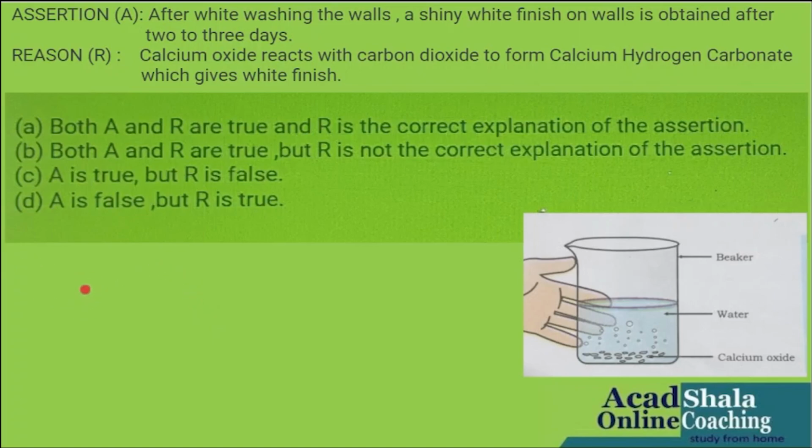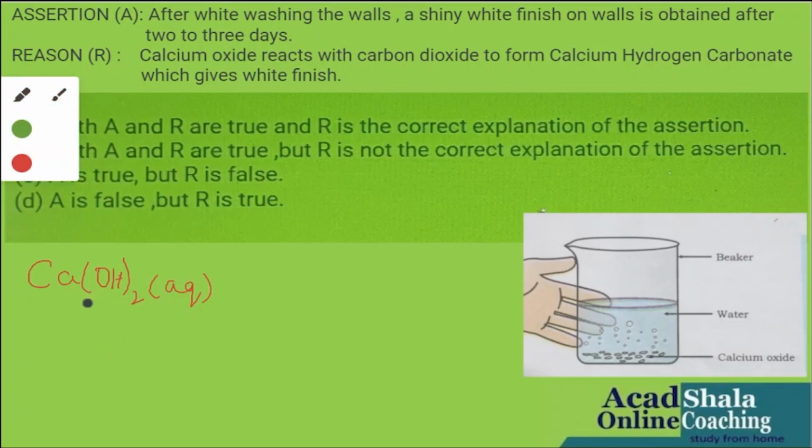First thing, you should know what is used in whitewashing. Oh yes, I recall. Aqueous solution of calcium hydroxide, that is slaked lime, we say it. So this is Ca(OH)2 aqueous. Yes, I know this, and it is also known as slaked lime. And I also know how it is formed. So let me write it for my reference.